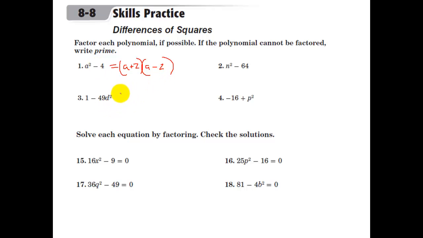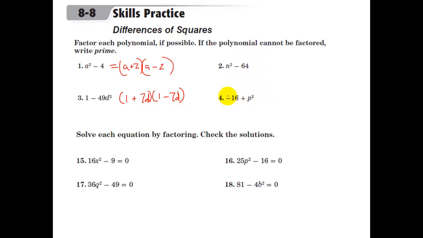Let's look at this one here. The first one and the second one again are both perfect squares. 1 times 1. Square root of 49 is 7. So 7d, because it's d squared here, right? So 7d and 7d, and then obviously one is positive, one is negative, so that the cross terms, again, will cancel out.